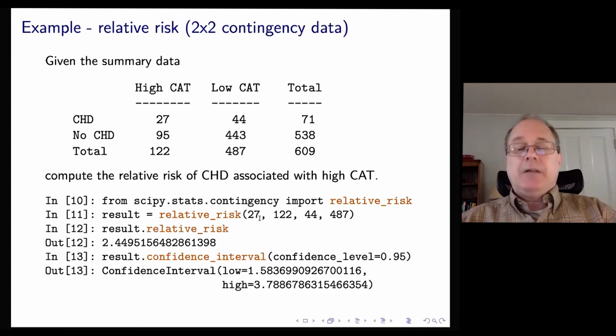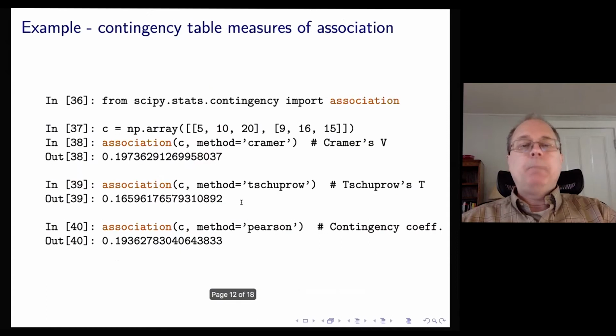And so we have that calculation. That's a new calculation. That number is trivial. One interesting part is the confidence interval. Again, here we get a range of 1.5 to about 3.8, which suggests that this is significant, because if there were no association, you'd have a relative risk of 1. So again, more useful tools to have in SciPy.